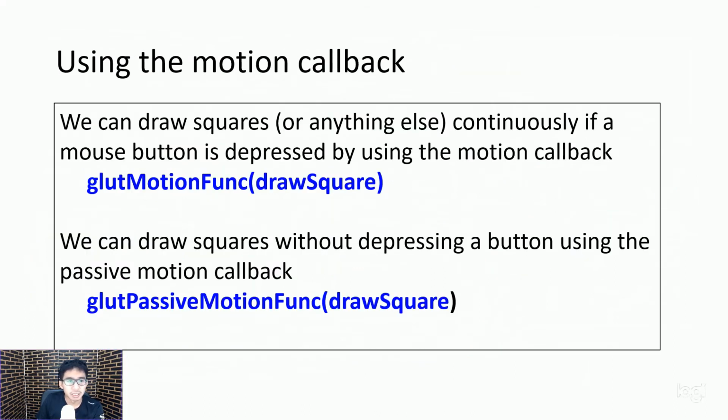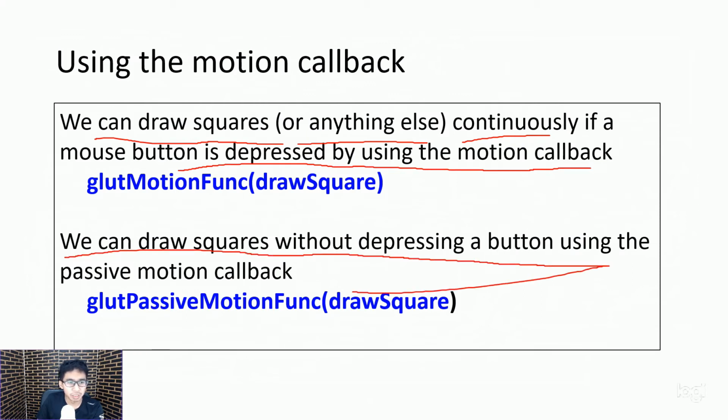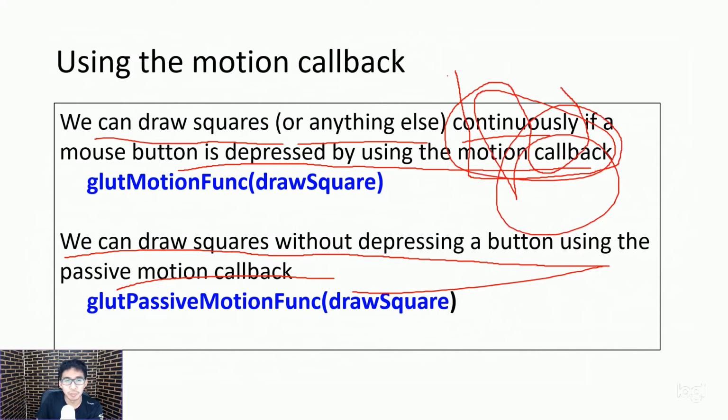We can draw a square or anything else you want continuously if your mouse button is pressed by using a motion callback. We can draw without pressing the button using a passive motion callback. So we can either click once and then just move the mouse and draw something without continuously pressing the button, or the user must press it in order to draw or write something. It depends on your application.